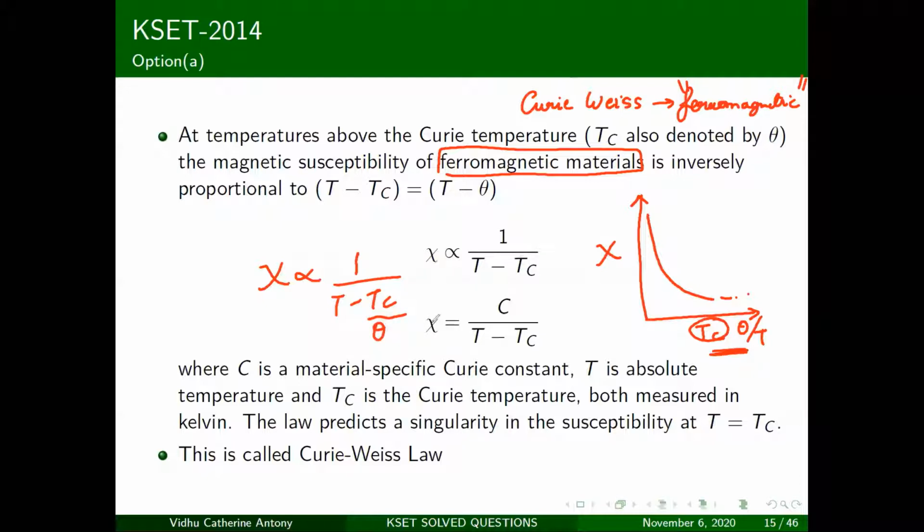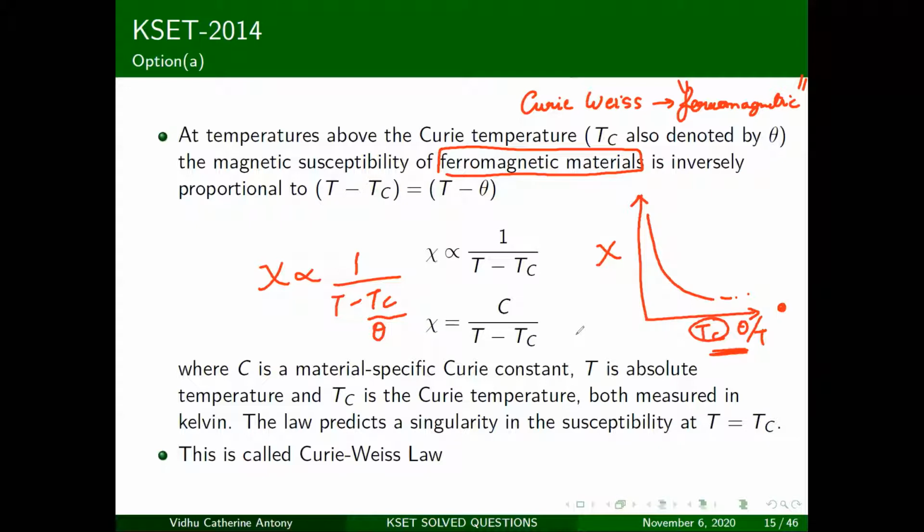So now what do you have? If it is above the Curie temperature, that means if it's somewhere here, then chi is proportional to 1 divided by T minus Tc. Here C is basically your Curie constant, which is specific to the material, and T is the absolute temperature. Tc is your Curie temperature, and both have to be measured in the same unit. So you have to be careful about that. You can't measure one in degrees C and one in degrees Kelvin.